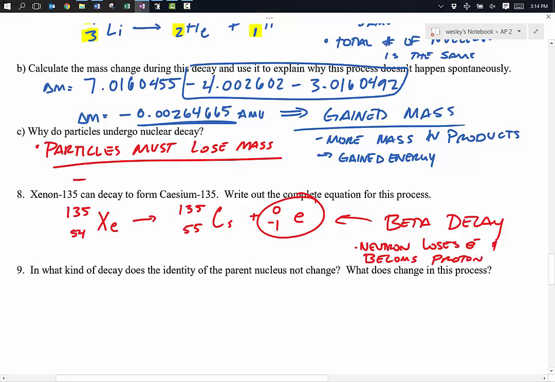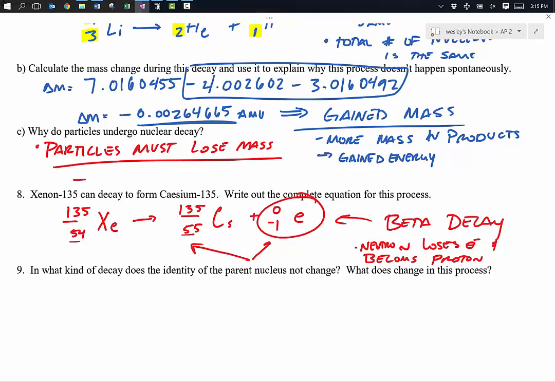So looking at our numbers, the total number of nucleons doesn't change, but I go from 54 to 55 protons. In order for that to work, I have to have gained a positive charge. The neutron loses an electron and becomes a proton. I wrote that backwards. Neutron loses an electron and becomes a proton. There we go. That is your basic beta decay.